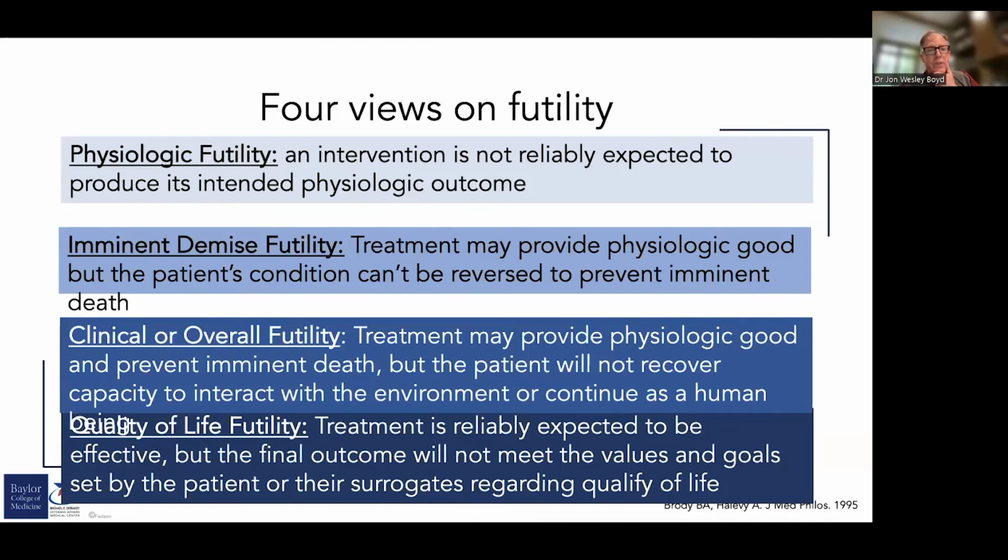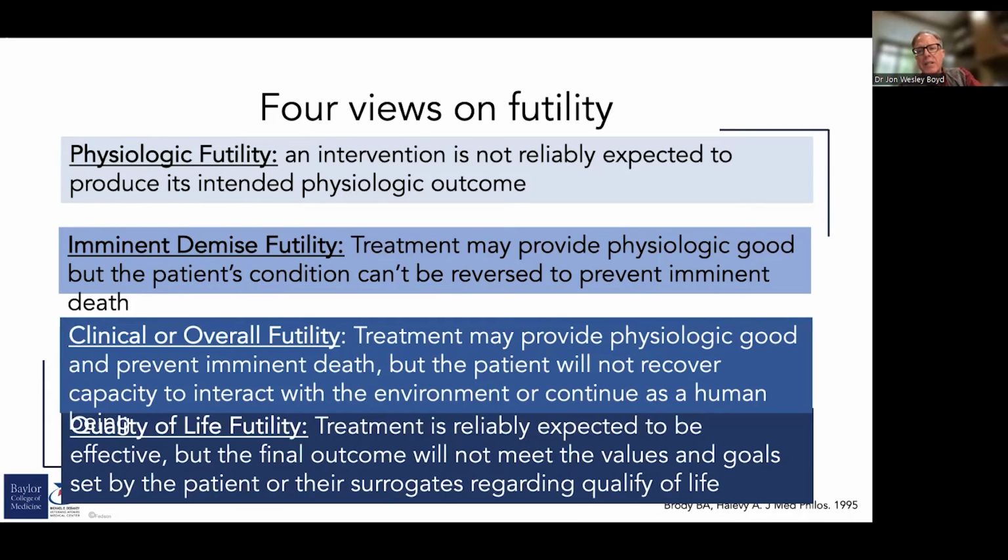So there are several views on futility. I'm just going to go through these somewhat quickly. The first one is physiologic futility. The intervention is not reliably expected to produce its intended physiologic outcome. For example, trying to get a heart beating that can't, no matter what, ever start beating again, right? It's just not going to happen. Or if a liver is completely cirrhotic, meaning it is full of cirrhosis and it is a dead liver, no matter what we do, we're not going to get that liver to come back online and be effective in its job as a liver.